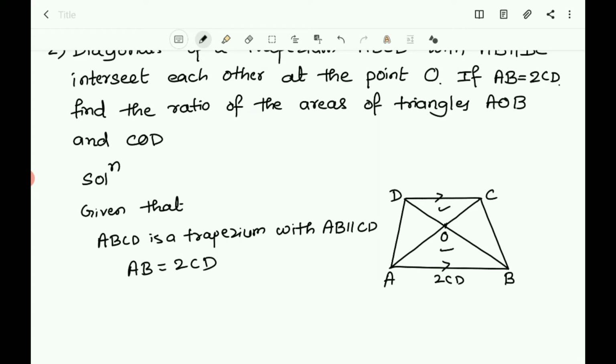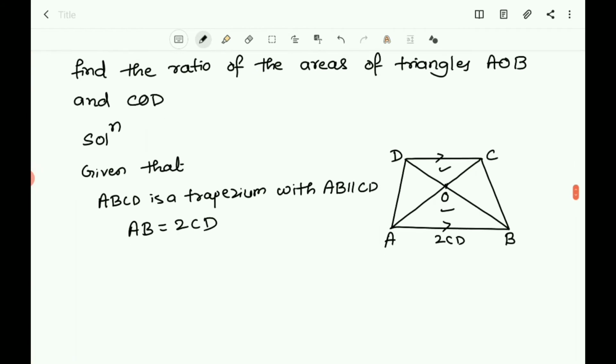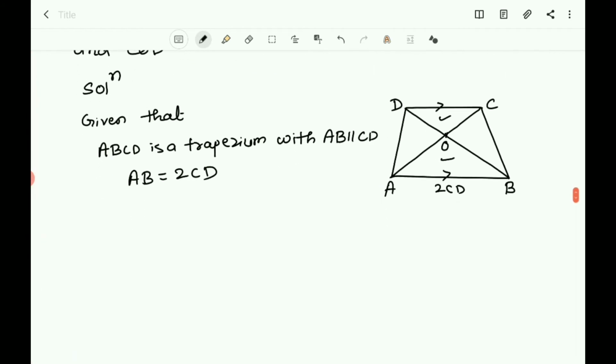So first you prove that triangle AOB and triangle COD are similar triangles. So you write the names of the two triangles here, because it is not given that they are similar, so you have to prove that they are similar. In triangle AOB and triangle COD, here you must prove that they are similar.